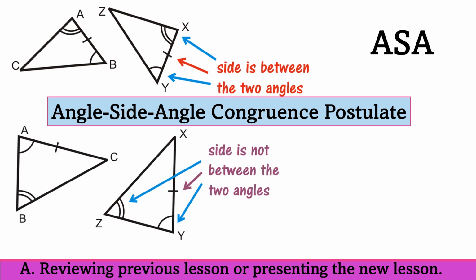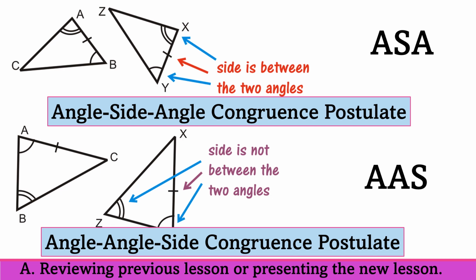Next we have, take note that the illustration shows the side is not between the two angles. Okay, very good. That is AAS, or the angle-angle side congruence postulate.